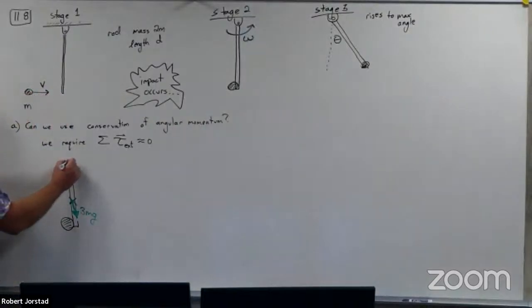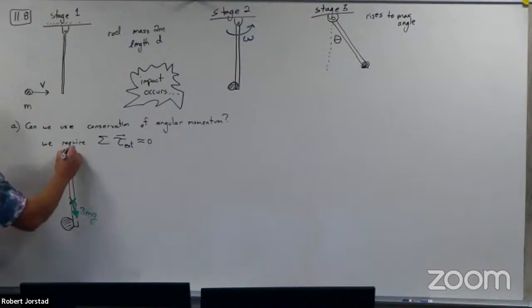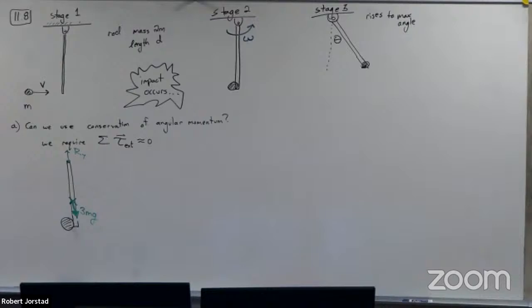So there's a pivot point up here. The pivot point prevents it from falling down, so there's a force upwards, which I'm going to call Ry. So it's upwards. However, is there another force on it?